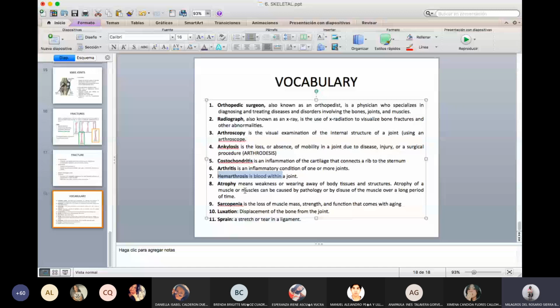Atrophy means weakness or wearing away of the body and tissue and structures. Atrophy of the muscles can be caused by any pathology or by the disuse of the muscle for a long period of time. And sarcopenia, this is a degenerative disease that usually happens with age, for example, more than 65 years. Luxation is the displacement of the bone from the joint, and sprain is a stretch or a tear of a ligament. And that's it.